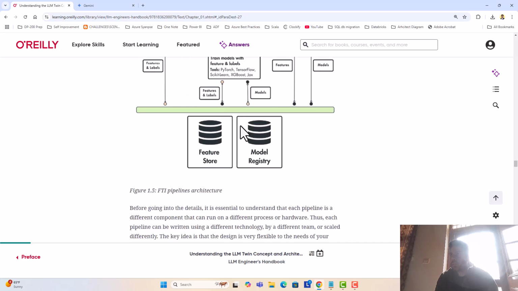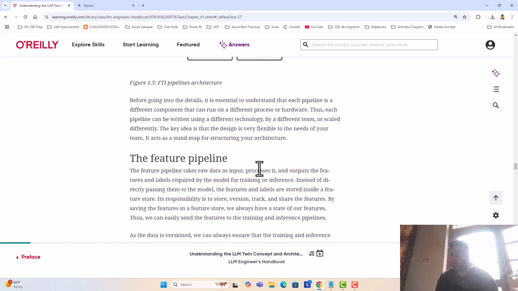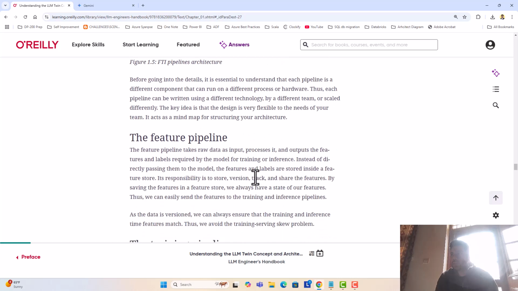while training your pipeline. Before going into details, it is essential to understand that each pipeline is a different component that can run on a different process or hardware. Thus, each pipeline can be written using different technology by a different team or scaled differently. The key idea is that the design is very flexible to the needs of your team. It acts as a mind map for structuring your architecture. That's fair enough.